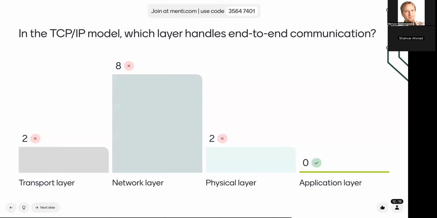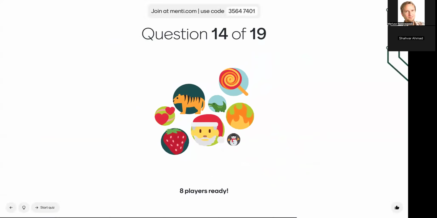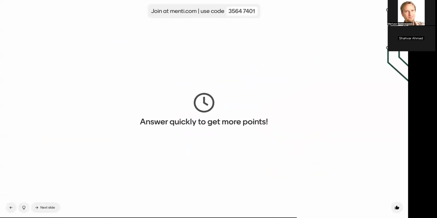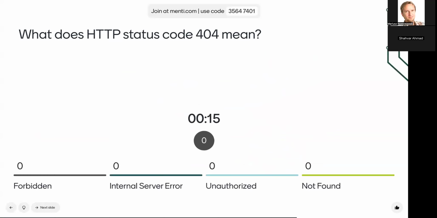All right. So HTTP, an easy question. We have to be fast. Do you know HTTP codes? Yeah, some.